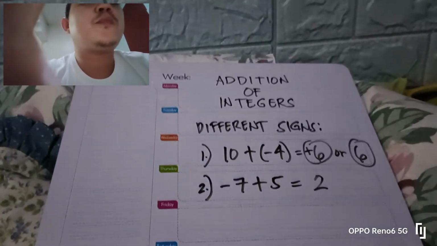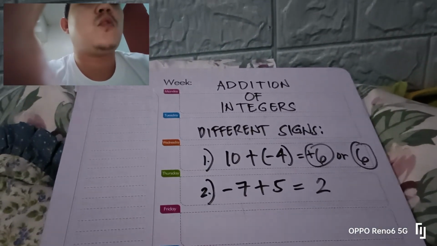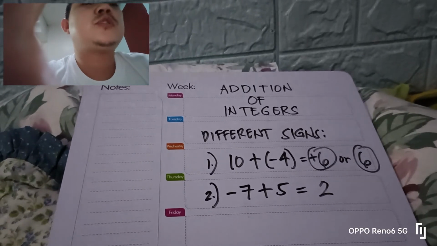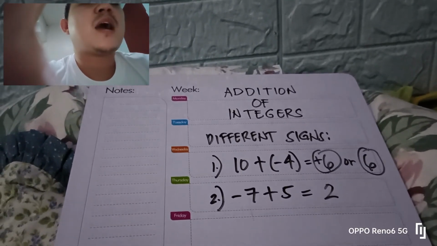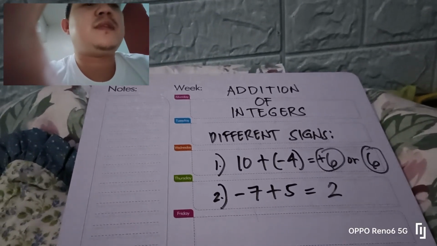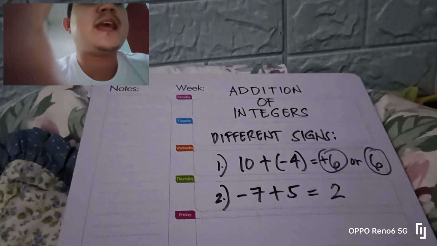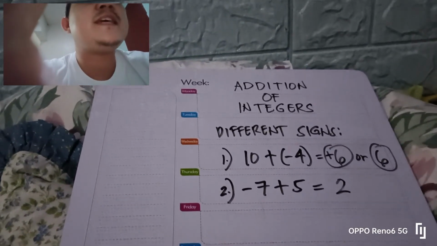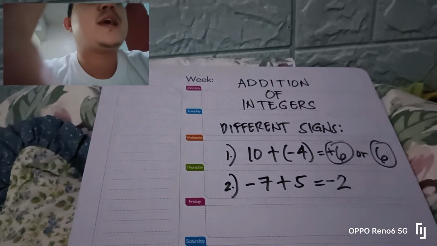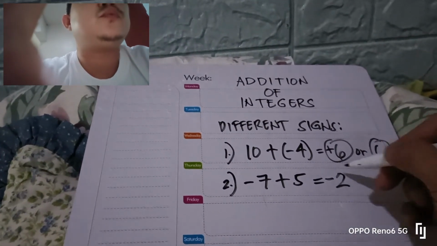And then, kopyahon naton ang sign sang mas dako nga number. So in this example, ang mas dako nga number is 7 and ang iyang sign is negative. So the answer is negative. That is why the answer is negative 2.